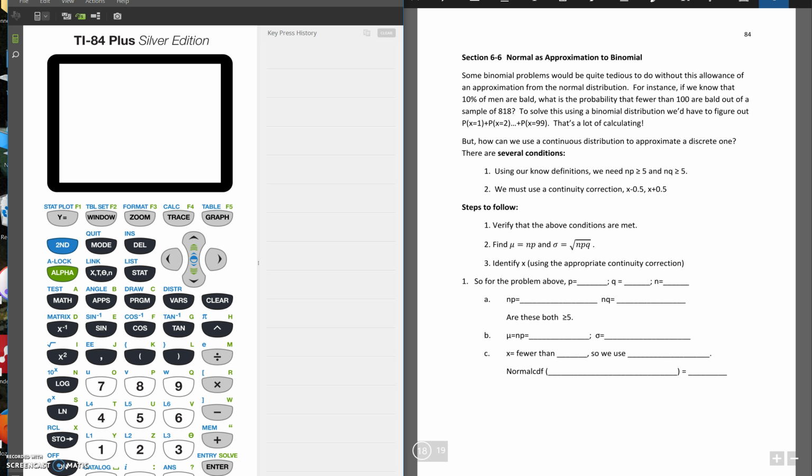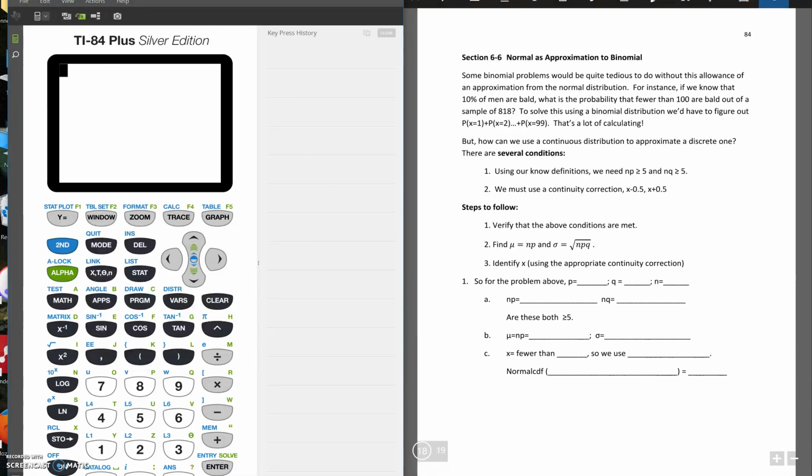For instance, if we know that 10% of men are bald, what is the probability that fewer than 100 are bald out of a sample of 818? To solve this binomial distribution, we'd have to do the binom PDF for 0 men bald, then 1 man bald, then 2 men bald, all the way up to 100 if we want fewer than 100. So you'd have to add up 101 different numbers. Well, the good news is that the normal distribution can help us approximate it.